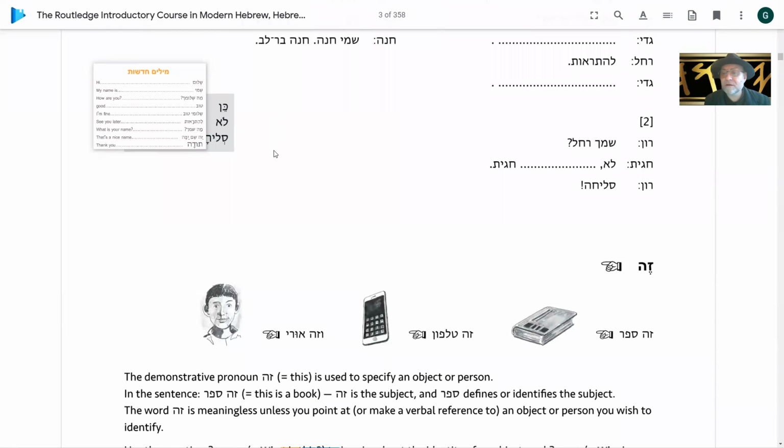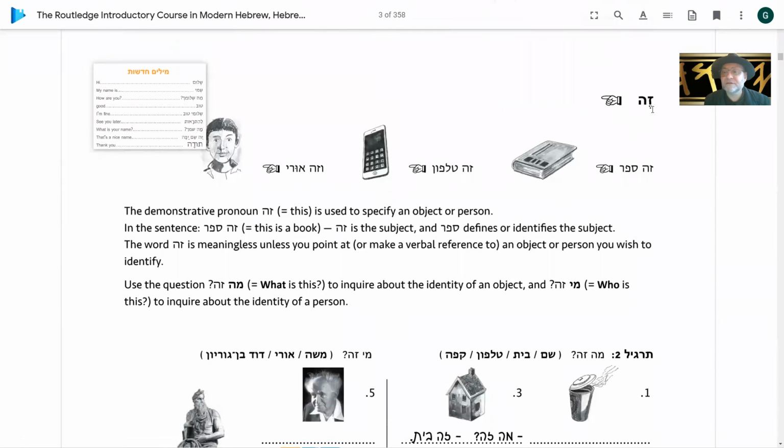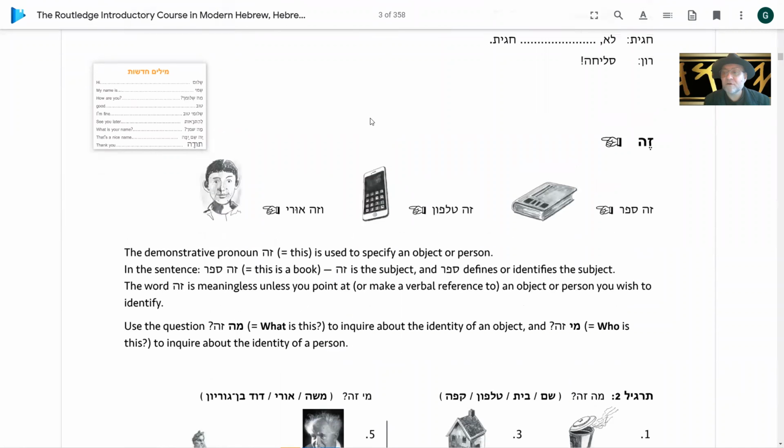Okay, so now let's see, we did all this here. Let's go down here to this. This says zeh. Okay, so zeh is the Hebrew word for this. And so we got some new vocabulary there, basically giving us here. Zeh sefer. This is a book. That's what that's saying. This is a book. Zeh sefer. So if you were to write that out, it'd be like Zeh sefer.